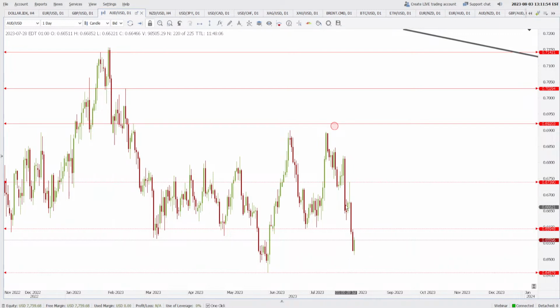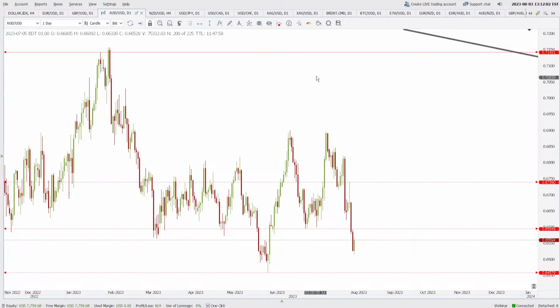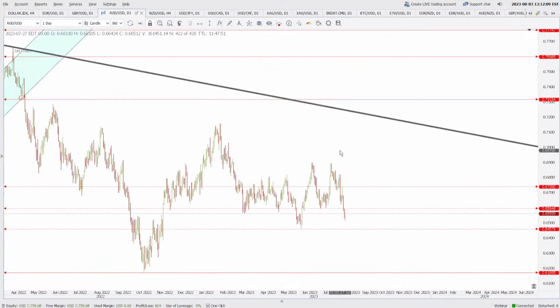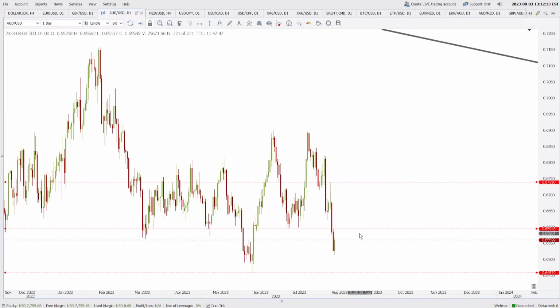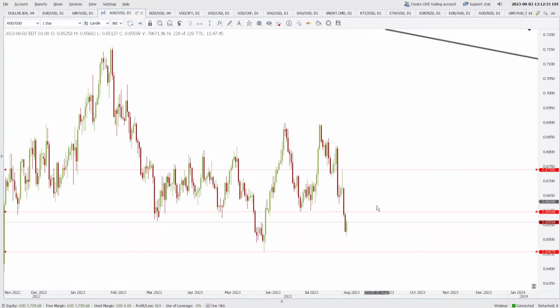These three levels are very important. Others you can remove from your charts so that you don't have any confusion. So these are the three levels of importance, 1, 2, 3, in the case of Australia.